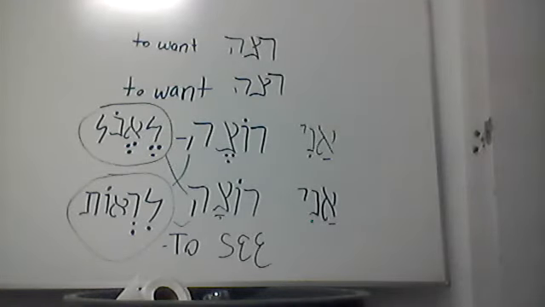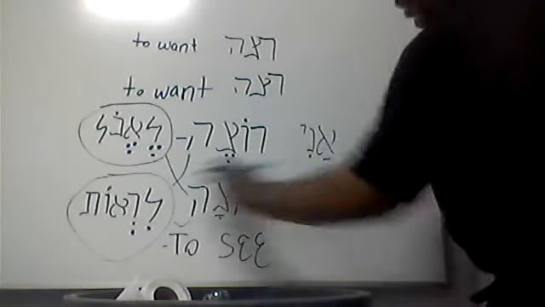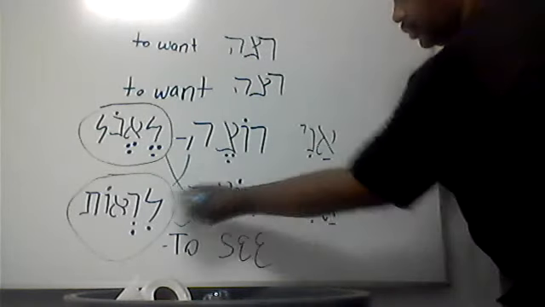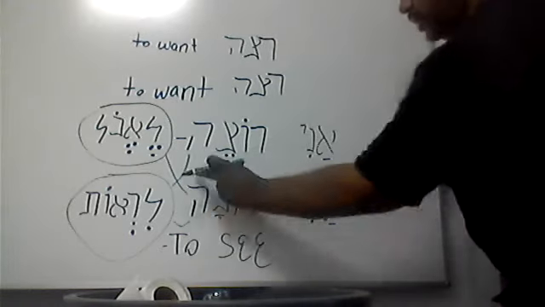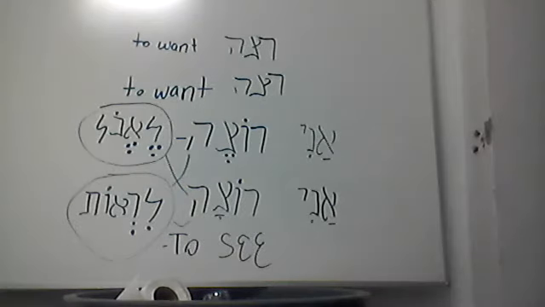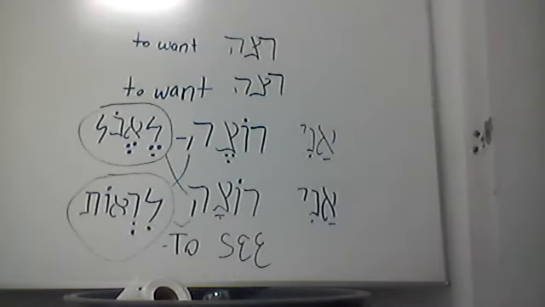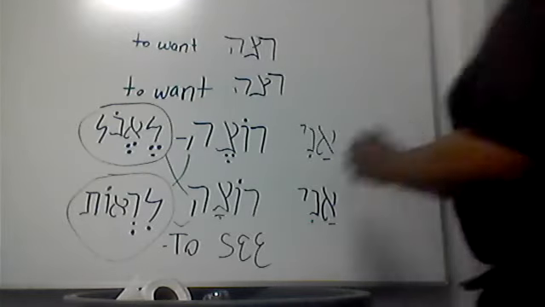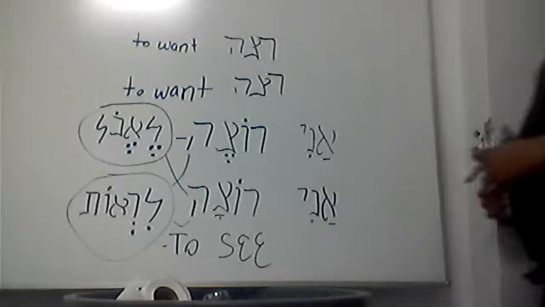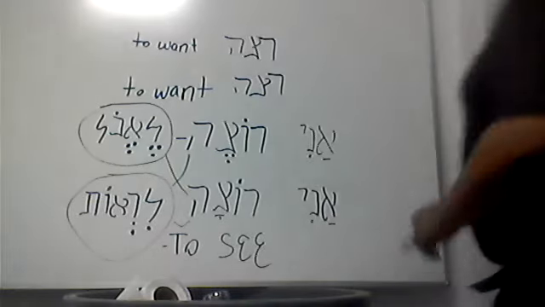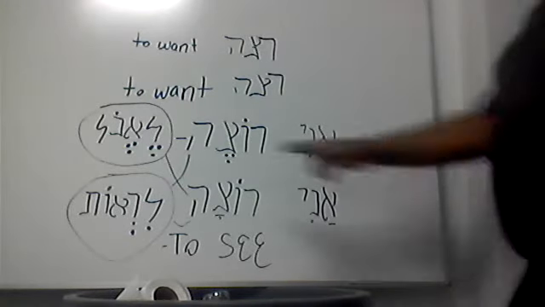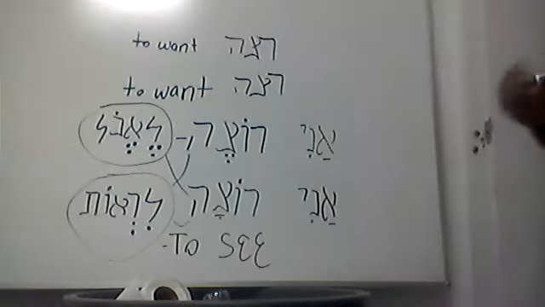All right? Ani rotse lirot. I want to see. Remember we saw the word ra'ah in lesson number 25 and lesson number 26. This is why it goes by pattern. Try to follow the lessons according to the numbers. All right? The infinitive of ra'ah is lir'ot. So that's what we want to show in that regard.